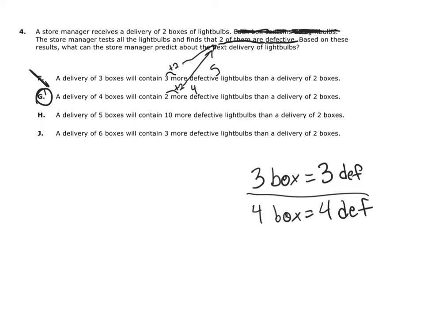That matches our theory of 1 per box. We know that 5 boxes should have 5. It says 10 right here, so that's not it. 6 boxes should have 6. This is 3 plus the 2 from up top will give us 5, so that is not the same number. So G is our answer.